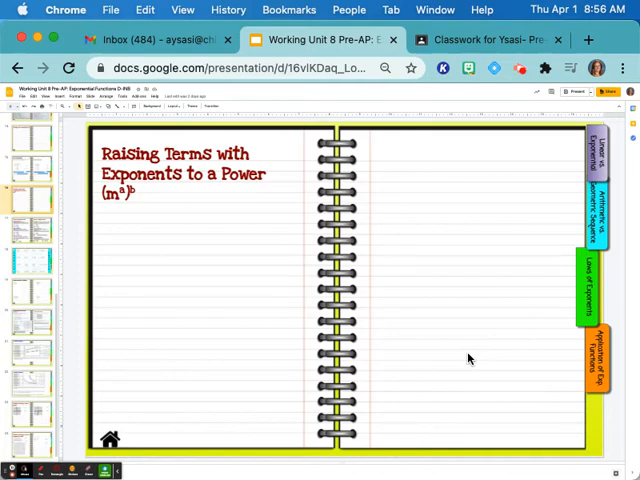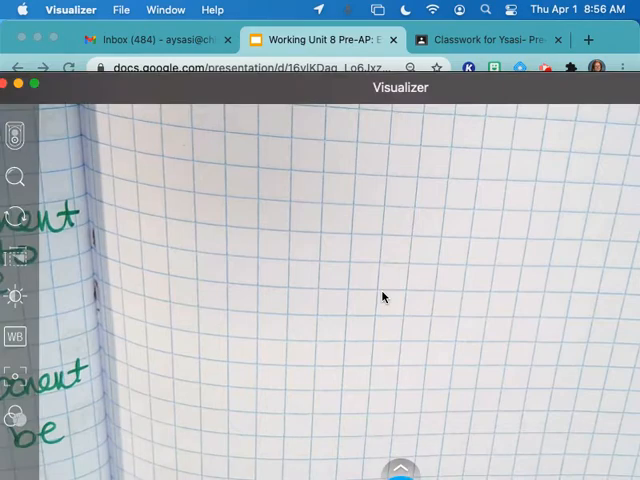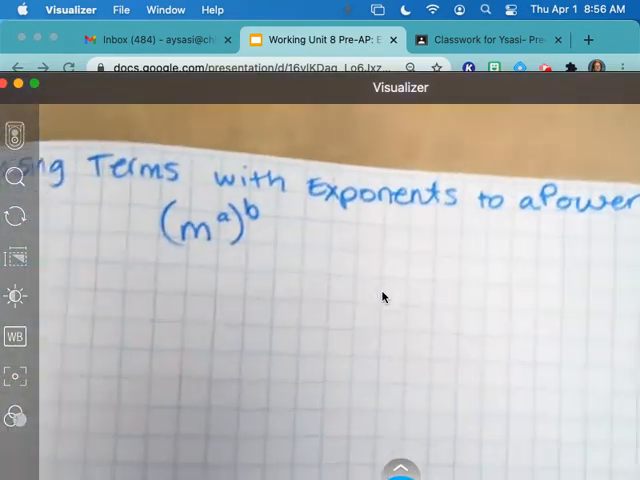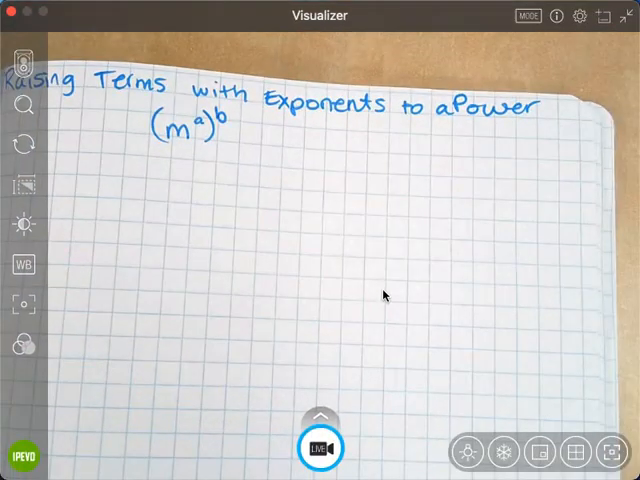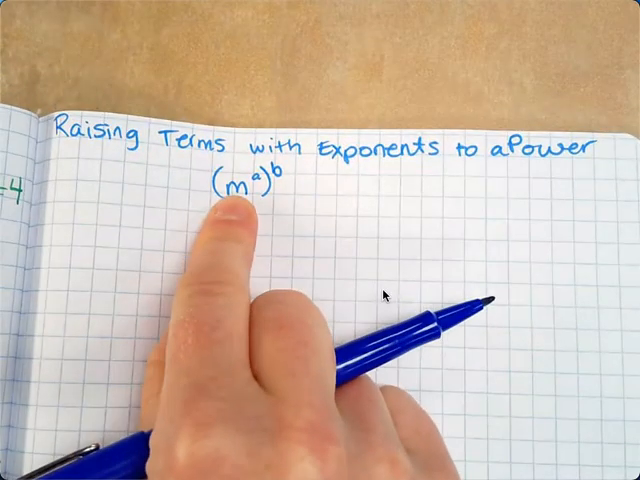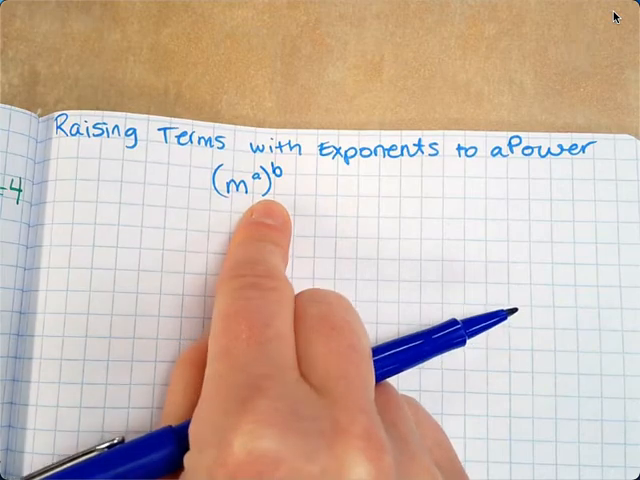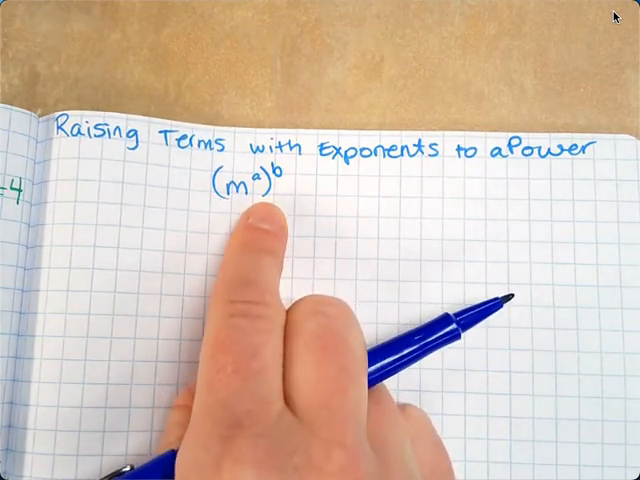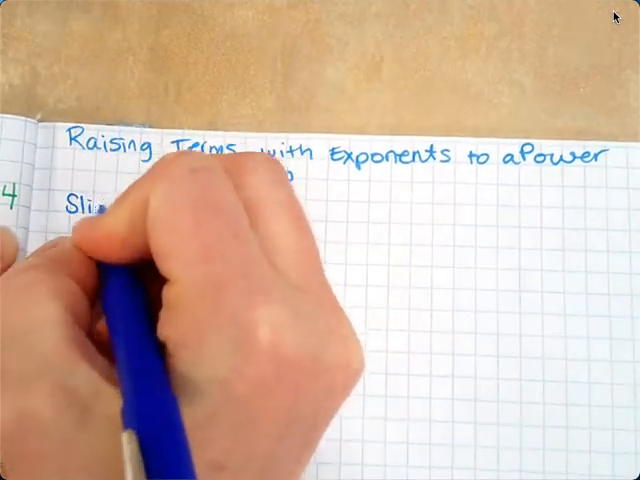We are going to talk about another exponent rule. This one's called raising terms with exponents to a power. So we're going to write the title in our journal, and then we are going to go through a sequence of problems to come up with some kind of rule that we can use when we have a term like m to the a, raised to the b power. So we need to discuss what that means. This is slide 16, I believe.